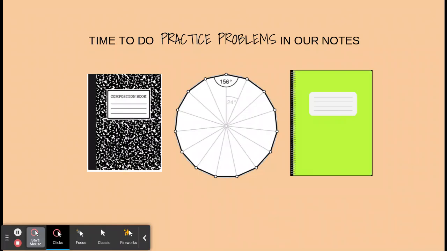Okay, now it is time for you to do your practice problems, but right above your practice problems in your notes is one fill in the blank about regular polygons. So fill that out as well.